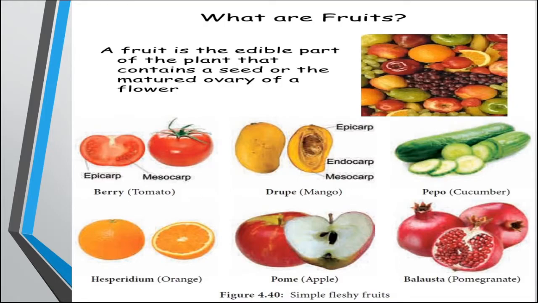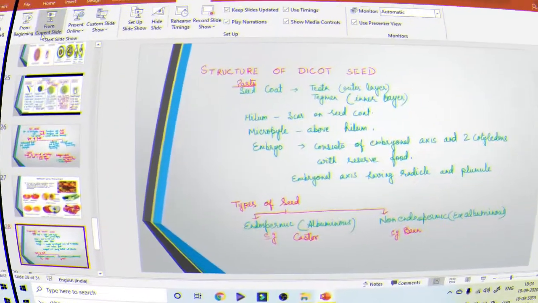Mango, it is drupe because the inner endocarp is stony here. Epicarp, mesocarp and endocarp. Here the mesocarp is the edible portion. Now in cucumber, the fruit is known as pepo type of fruit. In orange it is hesperidium. Then apple, it is known as pome. Then balaustra, like pomegranate. So these are some simple fleshy fruits, which come under different categories depending upon which type of layers are there, epicarp, endocarp and mesocarp.